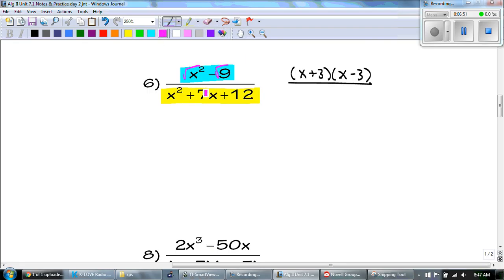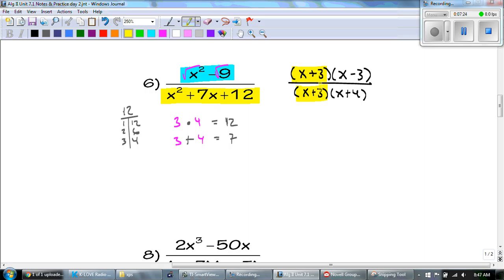On the bottom, we have to think, what numbers multiply to get to 12 and add to get to 7? Well, 3 and 4. And if you're like Mr. Grice, I don't know that off the top of my head, well, remember how we used to write down all the factors to figure that out? So this breaks down to x plus 3, x plus 4.